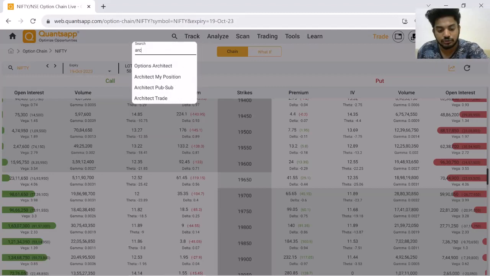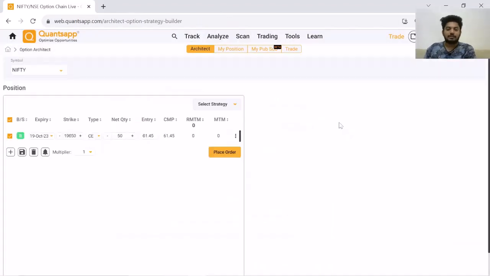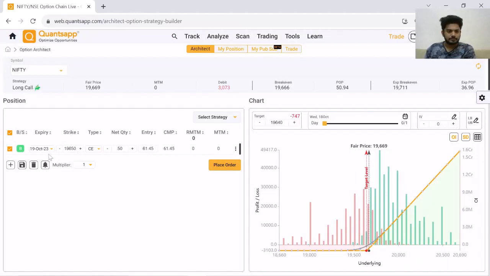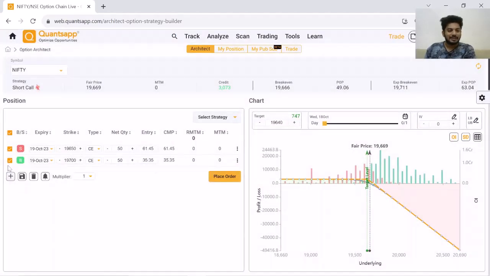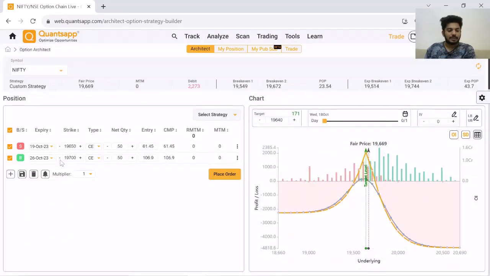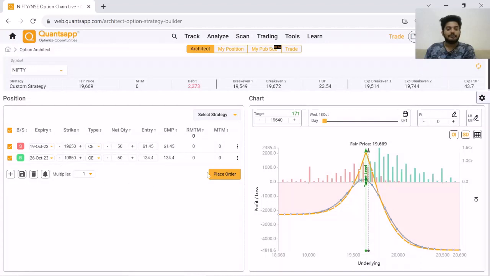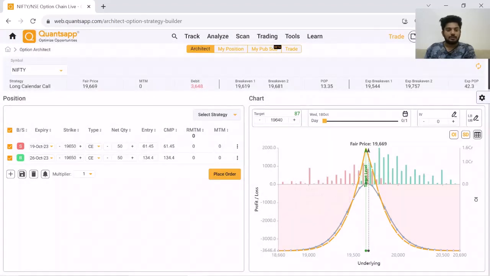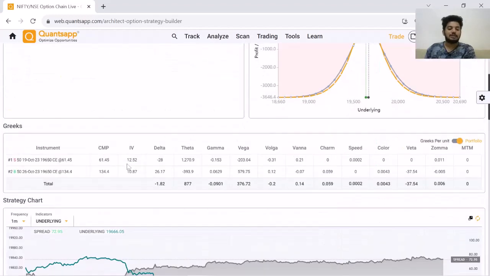Let me show you in Architect why exactly I am doing something like this. So let's say custom strategy. I'll sell 19650 of the 19th October expiry, and of the 26th October expiry, same strike price, I will go ahead and buy. Now what is happening? The theta from the next week's call option is decaying slower, but the current one is decaying faster.